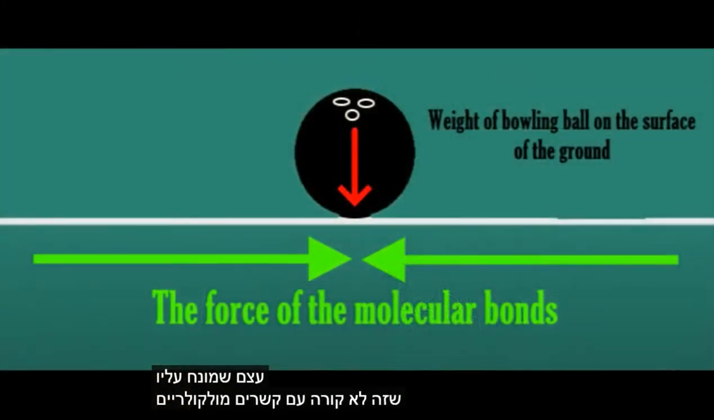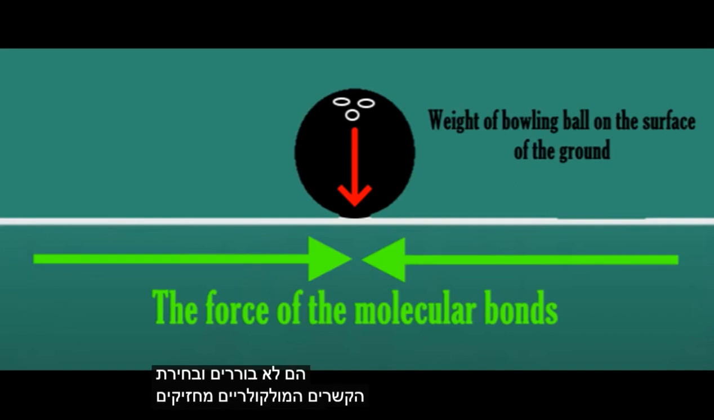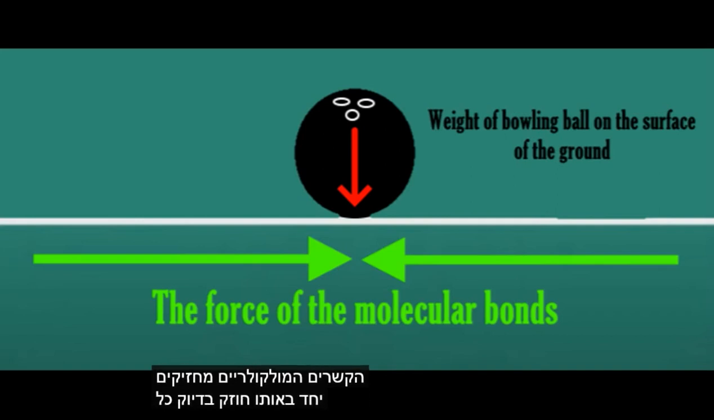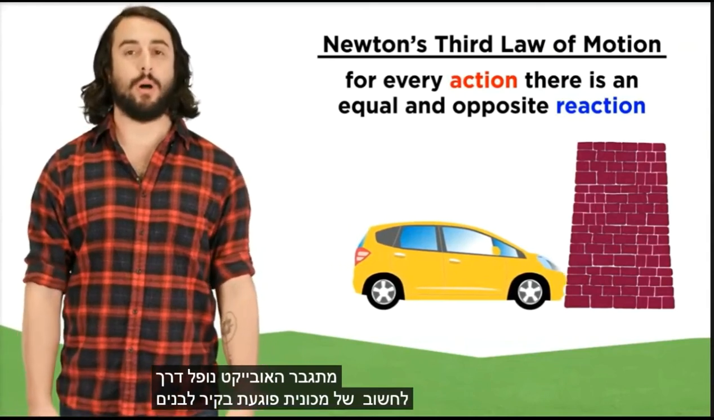That doesn't happen with molecular bonds. They are not picking and choosing. The molecular bonds are holding together with the exact same strength the whole time, and the moment that strength is overcome, the object falls through. Think of a car hitting a brick wall.